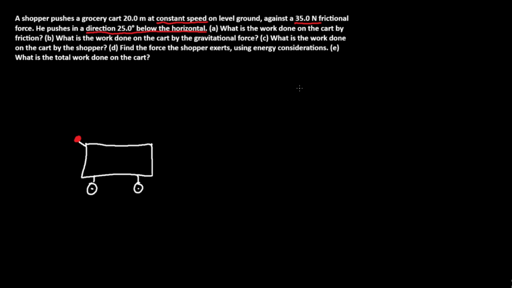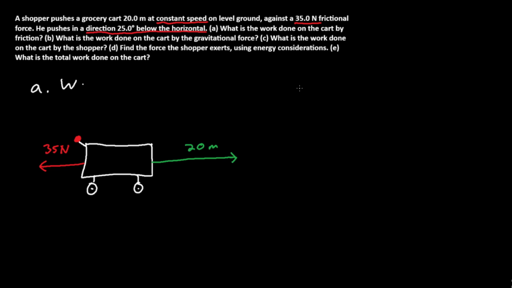Well, friction is going to resist movement. The question states that the shopper pushes the grocery cart 20 meters, so let's assume 20 meters to the right. But friction is going to resist movement, and friction's force is 35 newtons. On level ground, the displacement is straight to the right, and friction is straight to the left since it will resist any movement. So let's solve for the work due to friction.